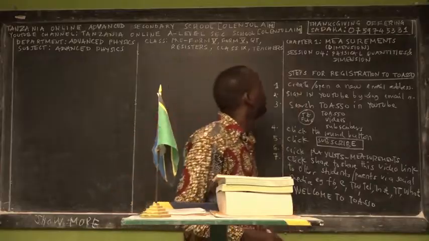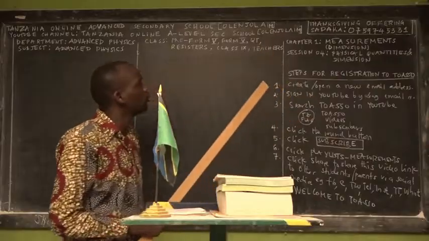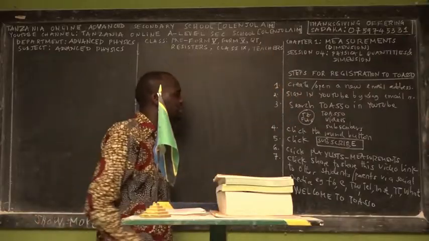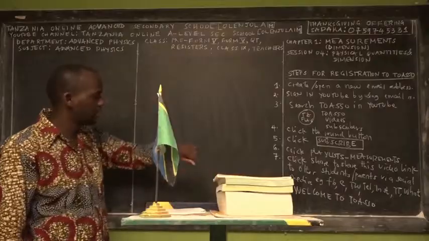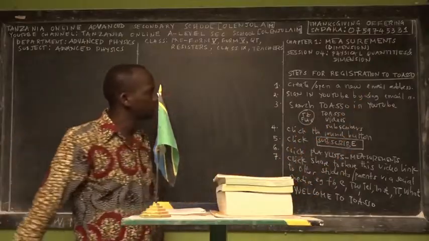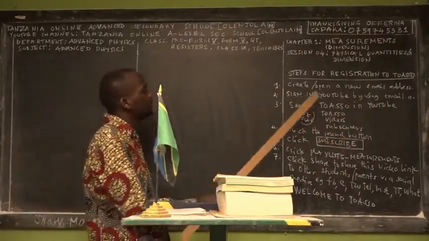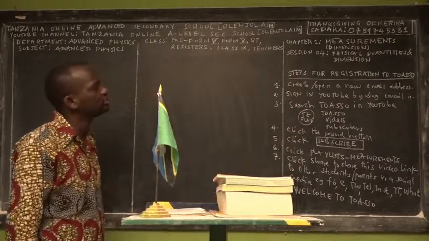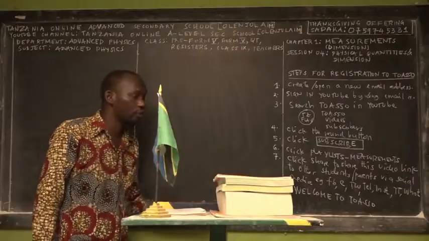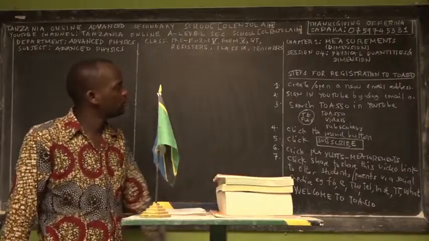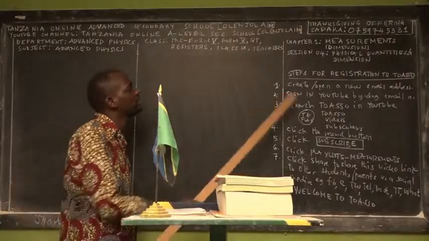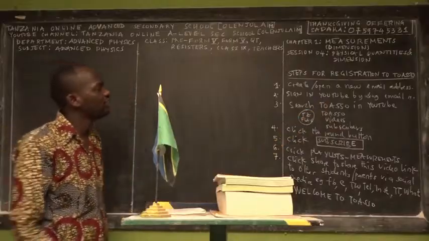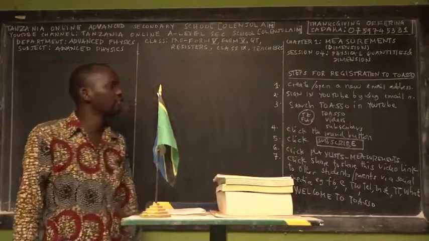Okay, all right. I would like to take this opportunity also to welcome you into a few steps that you have to follow for you to register yourself permanently to TOASO. The first step, if you don't have an email, then you have to create or open a new email address. If you have the old one, then you have to remember your username and password. The second step, we ask you to sign in to YouTube by using your email address.